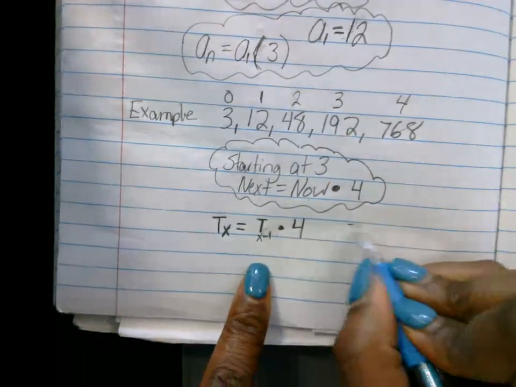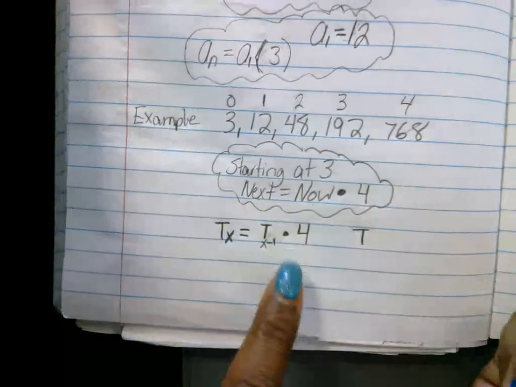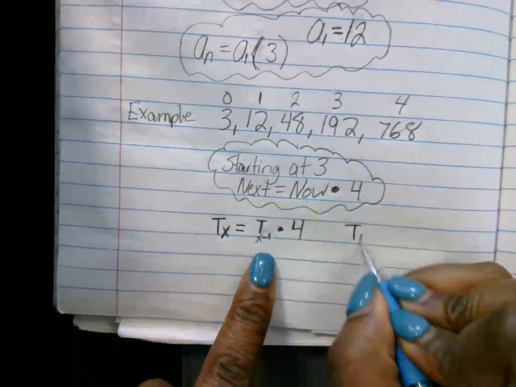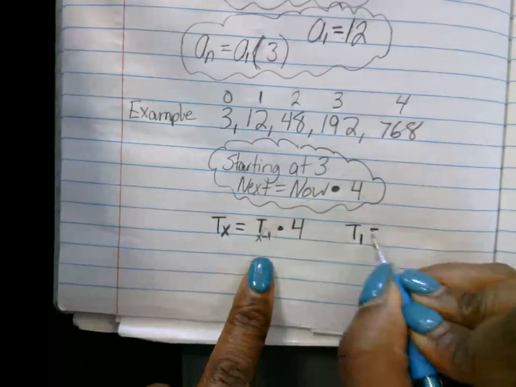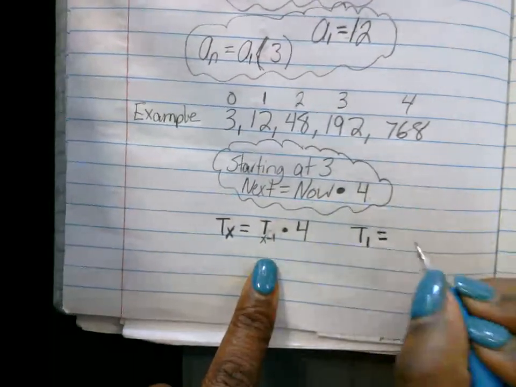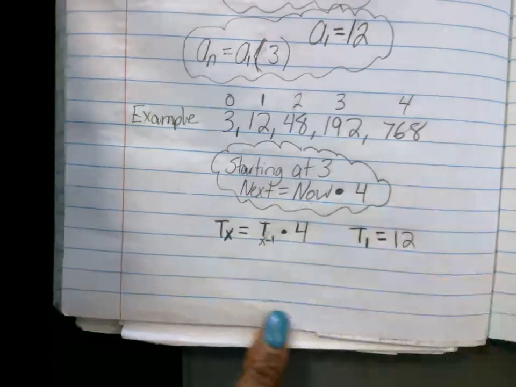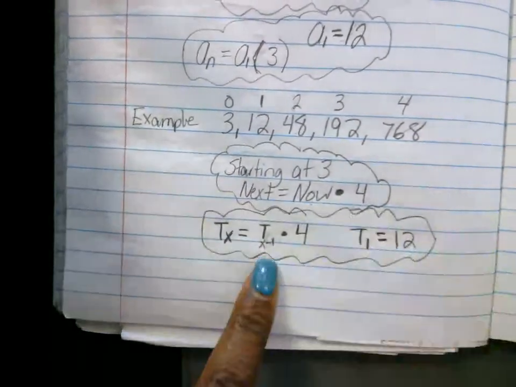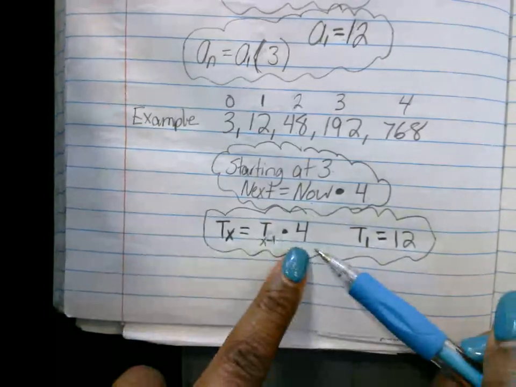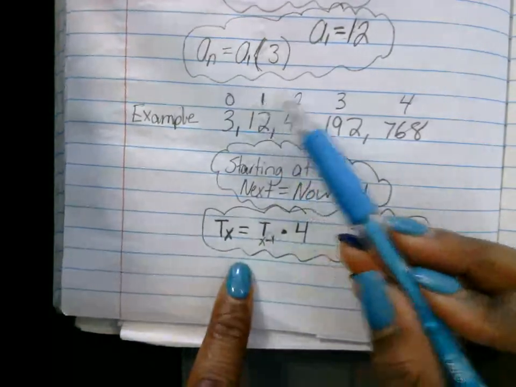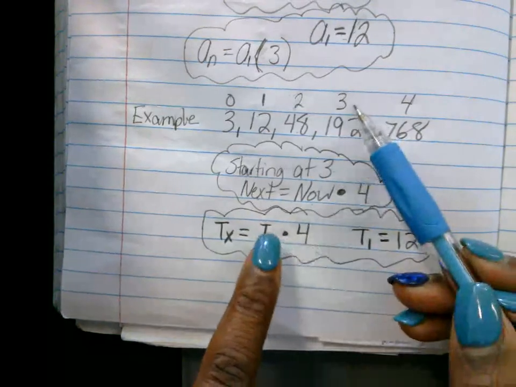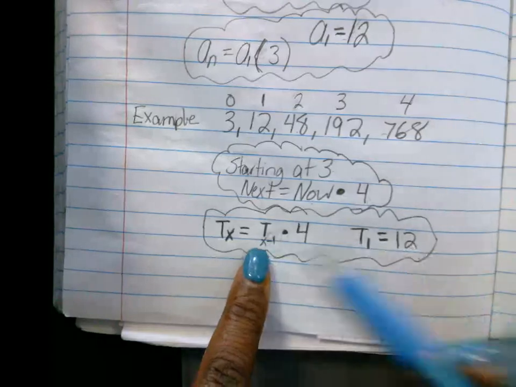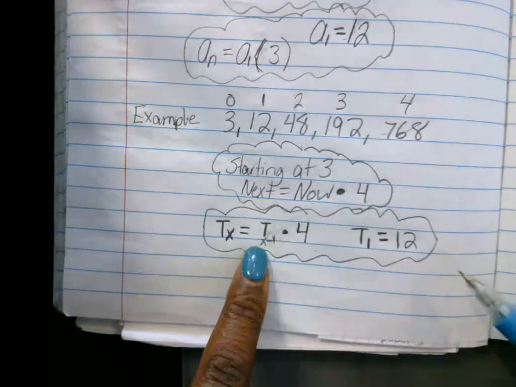And the other thing they have to tell you is what number to substitute in first. So the number that we're going to substitute first is the t sub 1. What's t sub 1 in this case equal to? It's 12. Okay, this is another recursive formula because I can't just substitute 1 and get an answer. I can't just substitute 2 and get 48. I can't just substitute 3 and get 192. I have to use the first number or the previous number to get the next numbers.